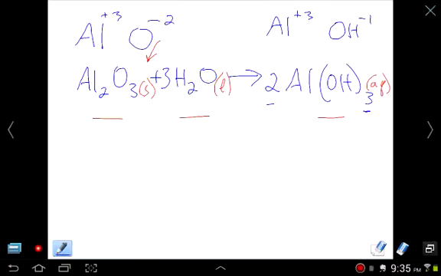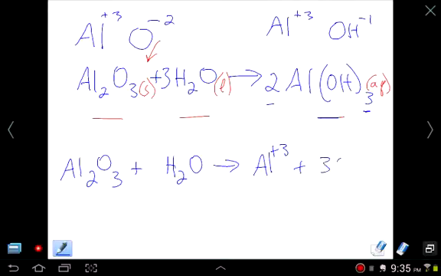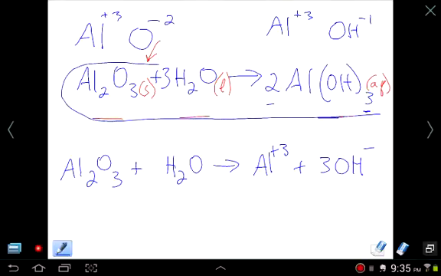which I don't think the web assignment requires net ionic equations, but if you were to write them, you will simply split up aluminum hydroxide here. So the picture would look like this. Aluminum oxide plus water provides aluminum +3 and 3 OH minus. This would be your net ionic equation, essentially. But I think WebAssign requires just the molecular equation, so this is actually what we're looking for here.